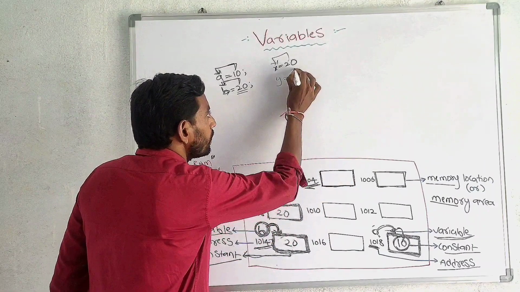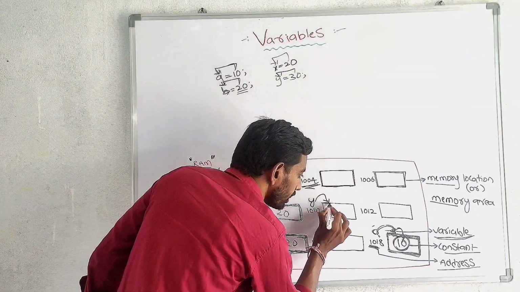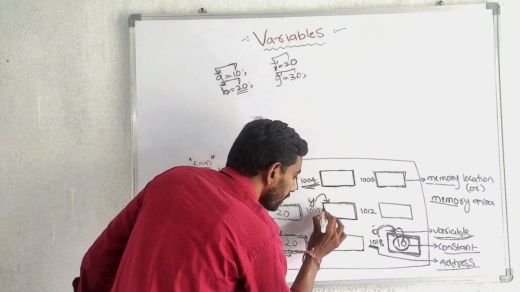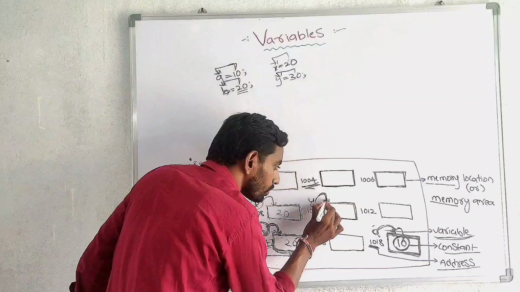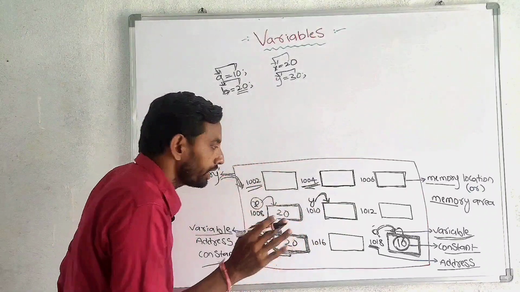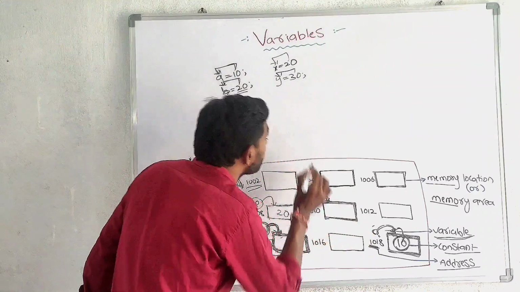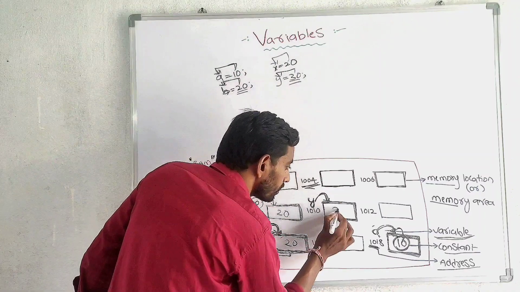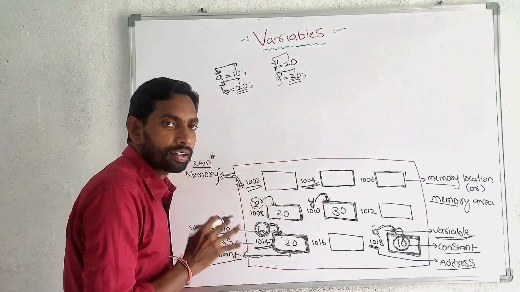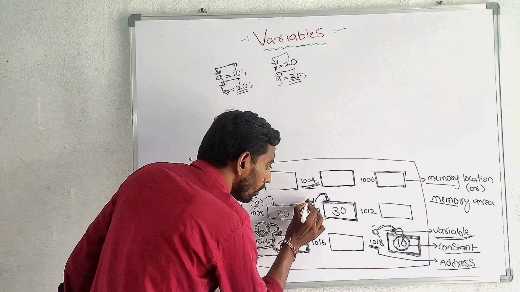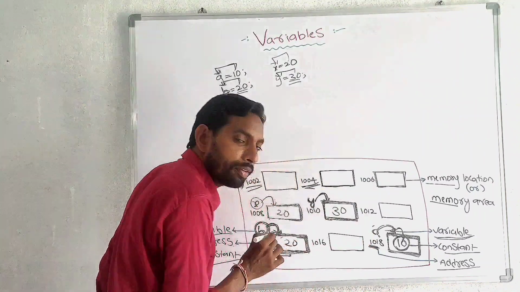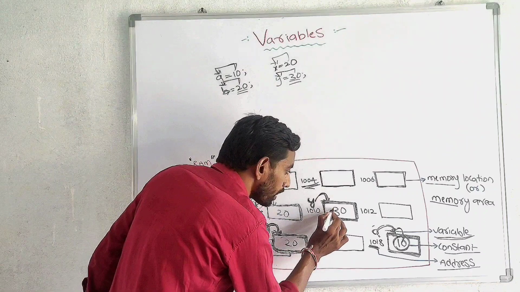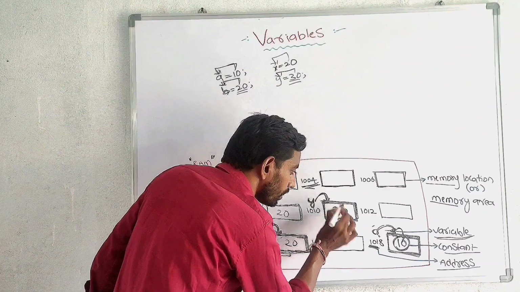Again, 30 is a constant value. Variable y is a name given to the memory location or memory area. In this memory location or memory area we are storing the constant value 30. So y is a variable name given to this memory location, and in it we are storing the value 30.